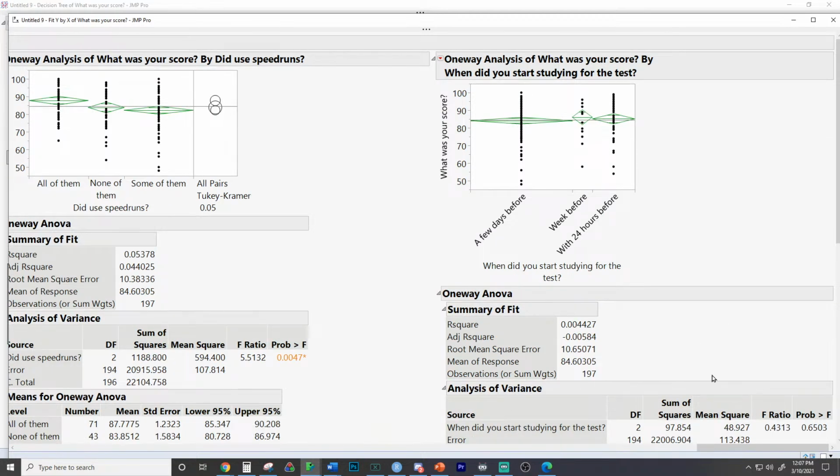Last but not least, we do not see statistical significance of when did you start studying for the test. That's interesting. It wasn't when you start studying.